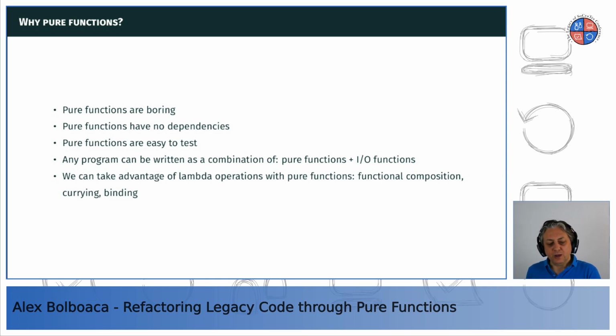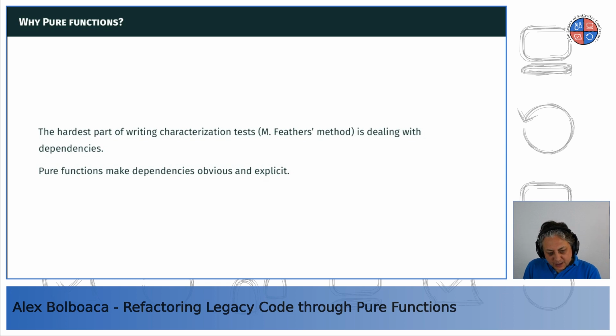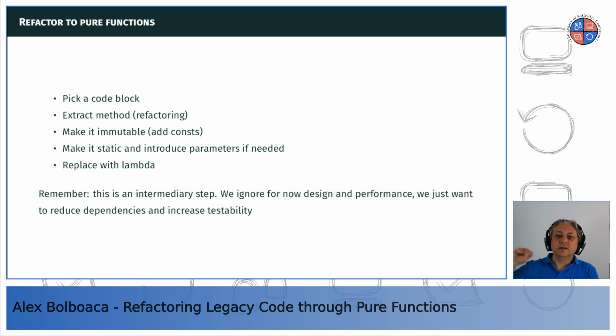And once you have pure functions, you can also move to lambdas, where you can take advantage of various operators. And what I like about this method, and where I think we have the biggest and the fastest advantage in terms of speed, is that usually when we try to apply the Michael Feathers method of dealing with legacy code, when we write characterization tests, we need to deal with dependencies. When you try to refactor towards pure functions, those dependencies become explicit very quickly.